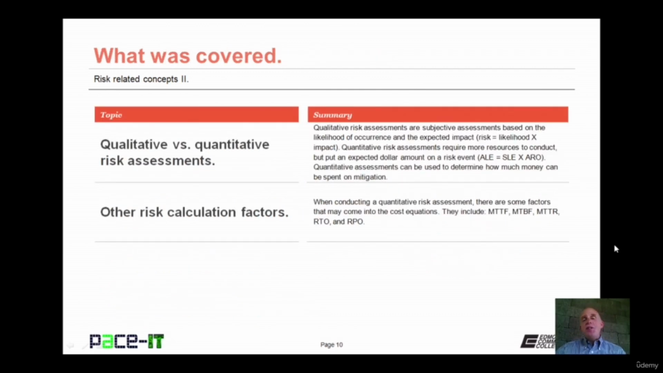That concludes this session on risk-related concepts, part 2. I talked about qualitative versus quantitative risk assessments, and then I briefly discussed some other risk calculation factors.